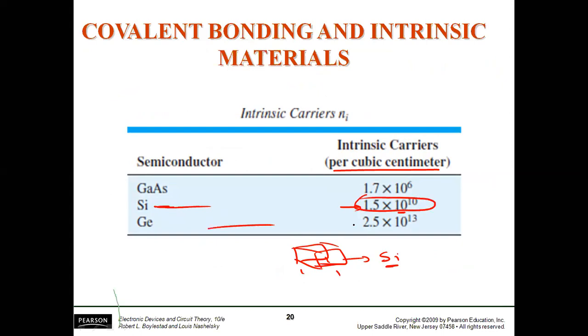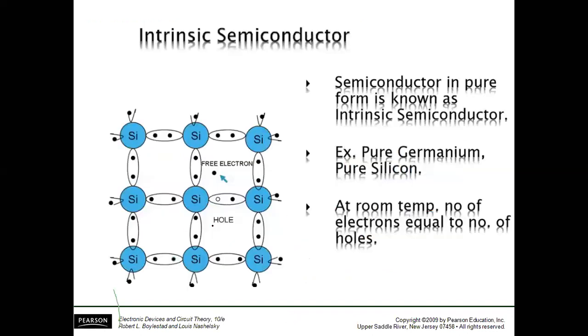In germanium it will be 2.5 × 10^13, and in gallium arsenide it will be 1.7 × 10^6. So this will be the case.